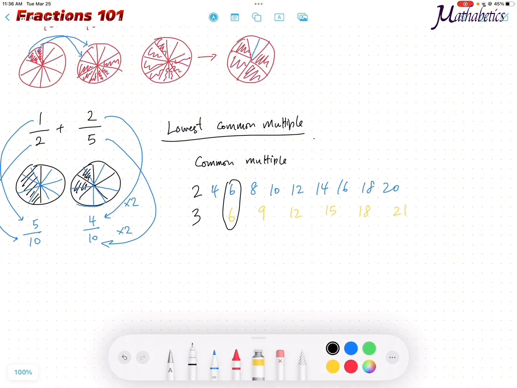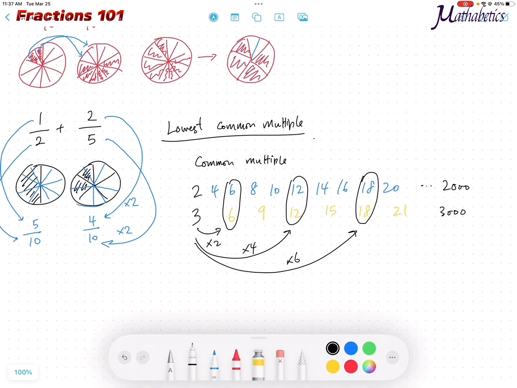Notice that the 6s, the 12s, the 18s are repeated. You see the number twice. These are all the common multiples. And in fact, you can keep going. And there's infinitely many of these multiples. Even at some point you have 2,000 and 3,000. That's also a multiple because you're multiplying each of these by 2, by 4, by 6, and so on. So similarly to the 2, well, you're multiplying by 3, then you're multiplying by 6, then you're multiplying by 9 to get to that stage.